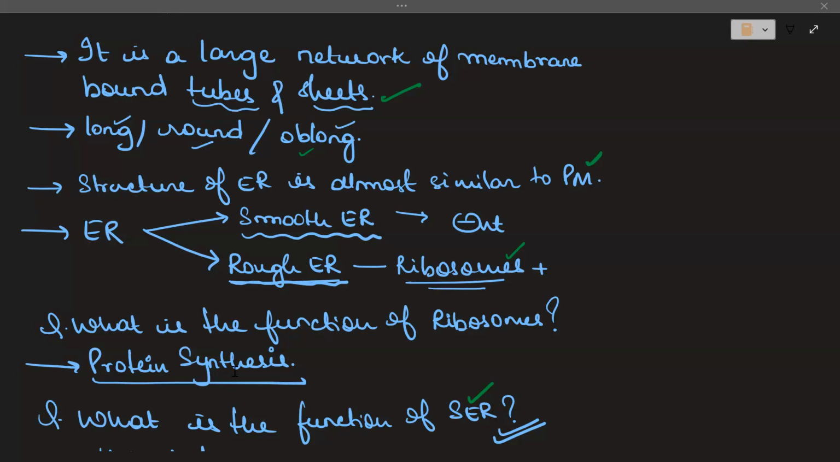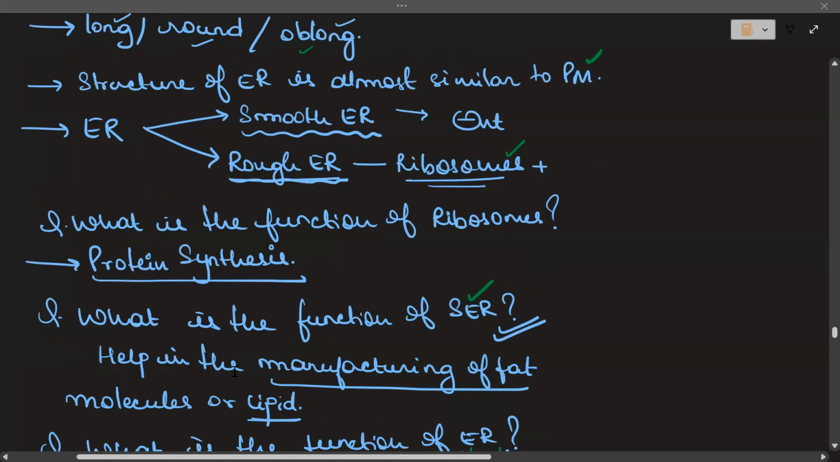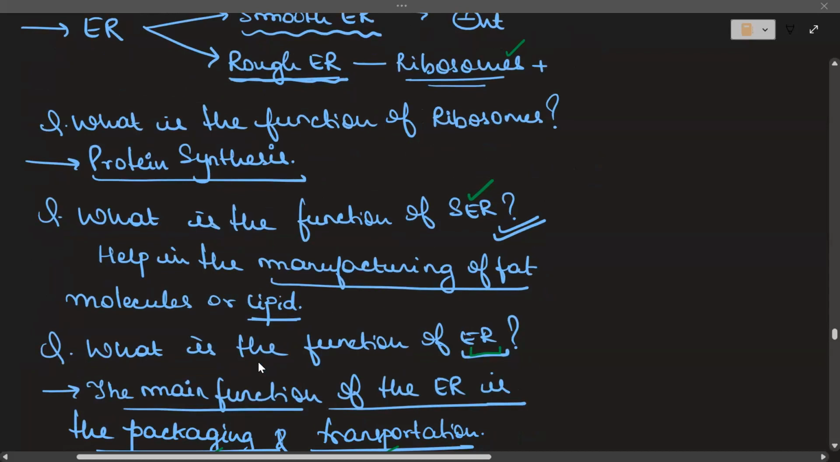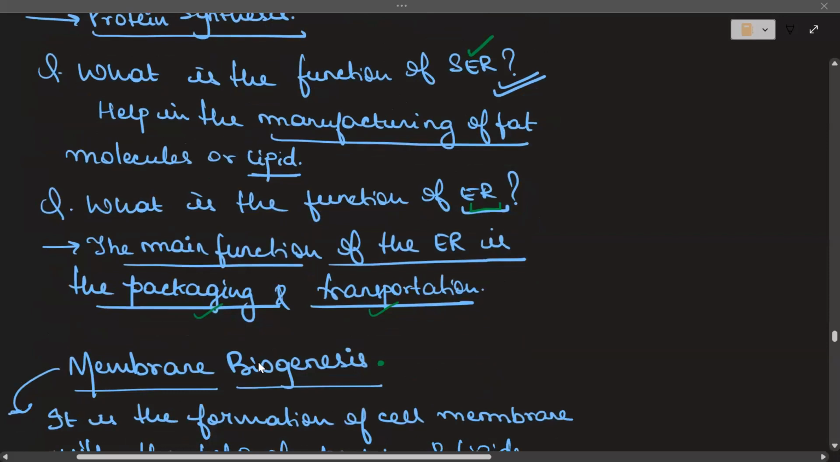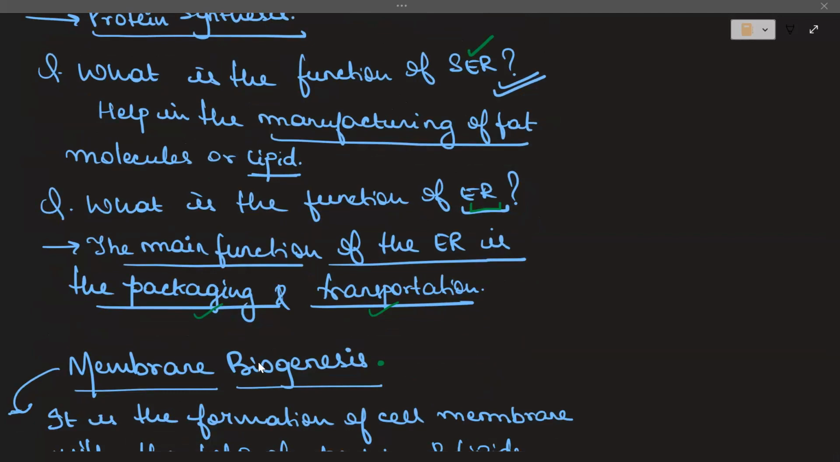Yes. All right. So I said that the ribosomes are responsible for the synthesis of protein. We understand that the rough endoplasmic reticulum has ribosomes present on it, so they synthesize protein. Now, what about smooth endoplasmic reticulum? They don't have ribosomes present on them. So the function of smooth endoplasmic reticulum, first of all, is that it helps in the manufacturing of fat molecules or lipids. This is the main function of the smooth endoplasmic reticulum. Now, what is the function of endoplasmic reticulum in general? The main function of endoplasmic reticulum is packaging and transportation. Clear?